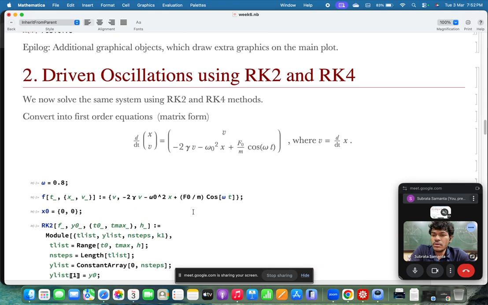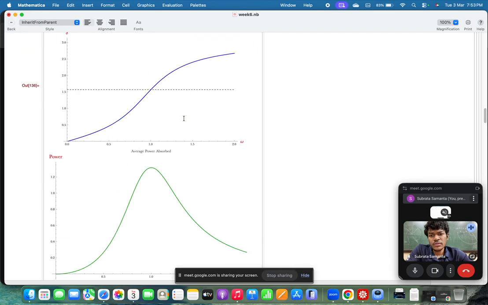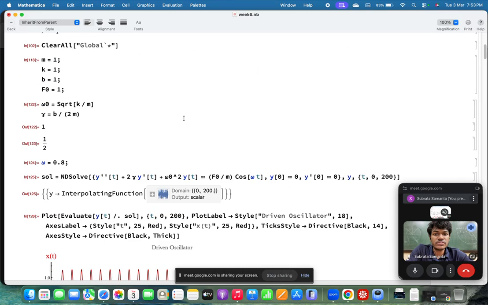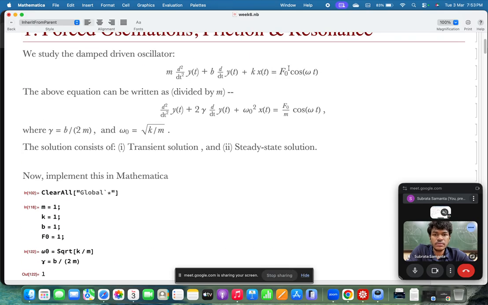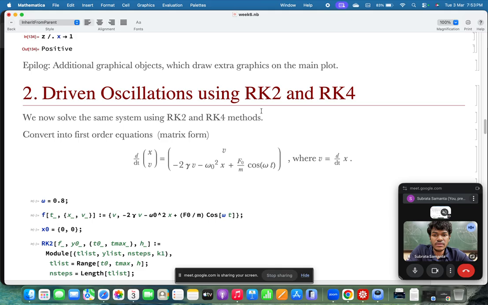Yes, so now I am going to discuss the different oscillations using RK2 and RK4. Basically I solved the same equations as before, but using these two methods, RK2 and RK4. Again, this is a second order equation, so I convert this into two first order equations. That is the first technique, and put it in a matrix form.